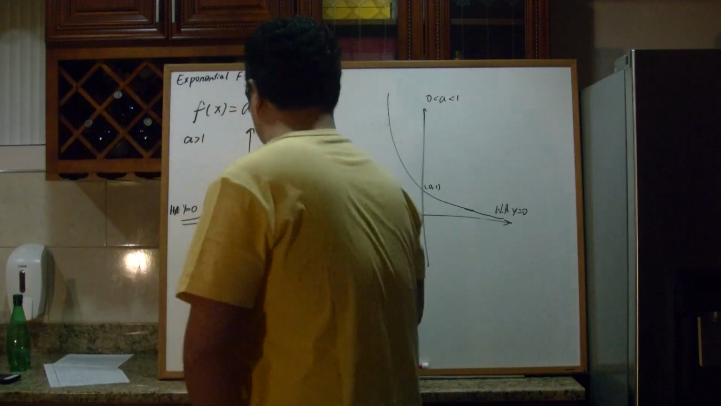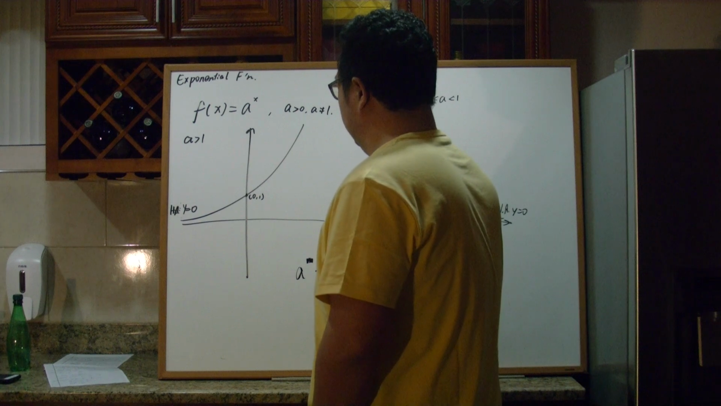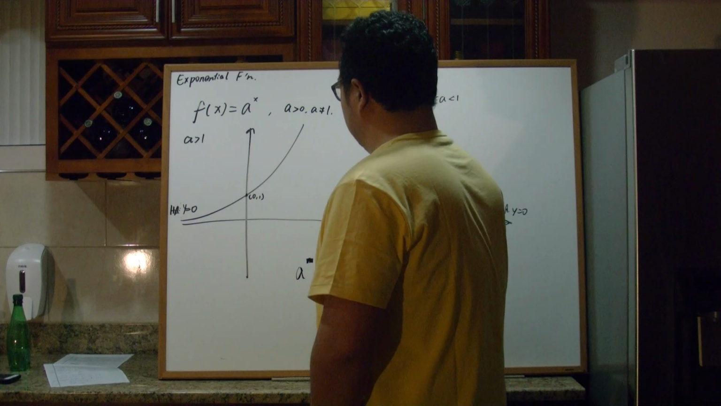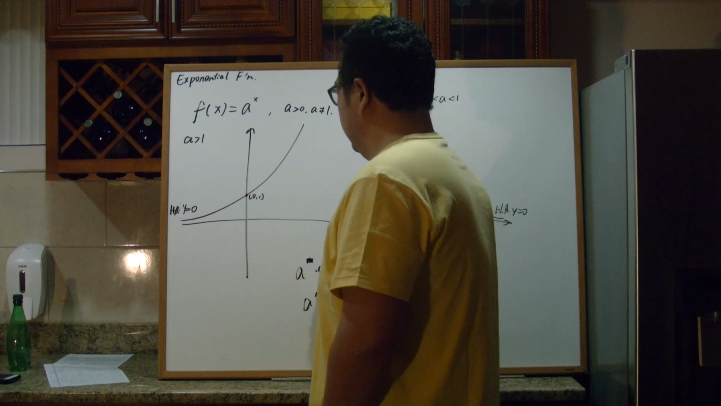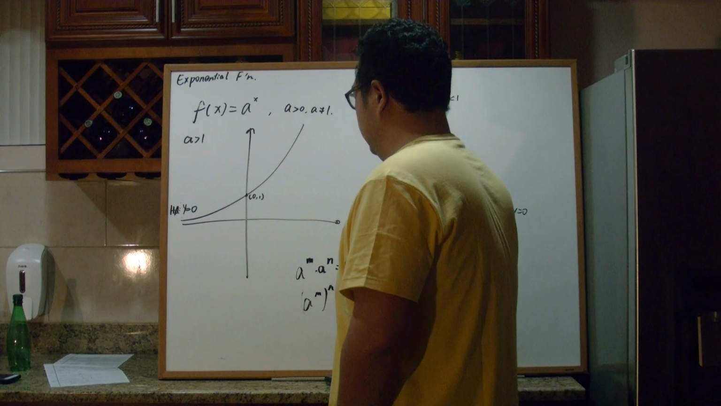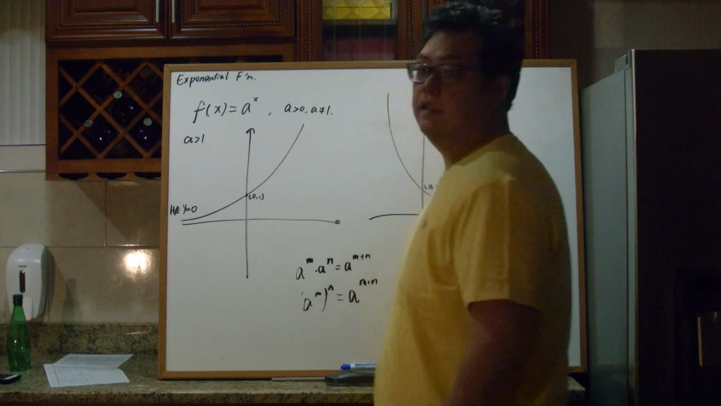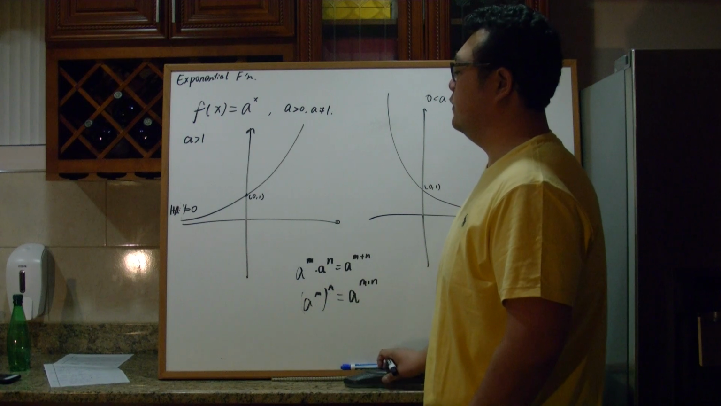And some properties: when you multiply, that gives the sum. When you divide, of course, will give the quotient, and power to power will be product. Some properties of the exponential function are this.